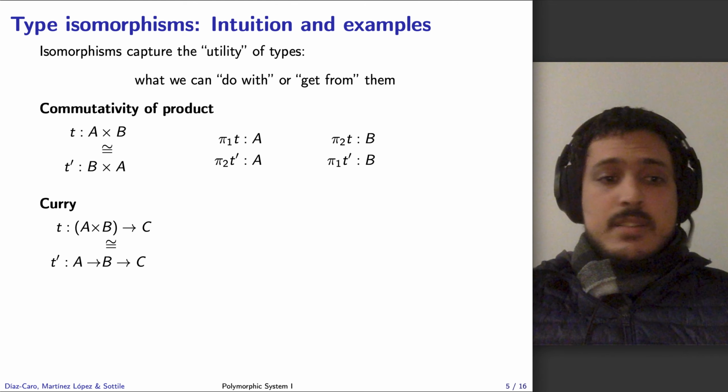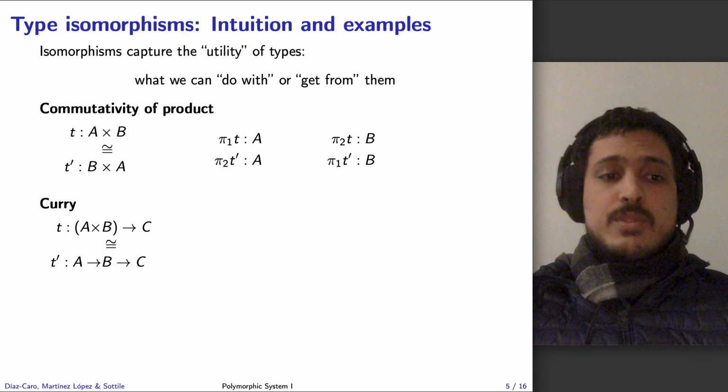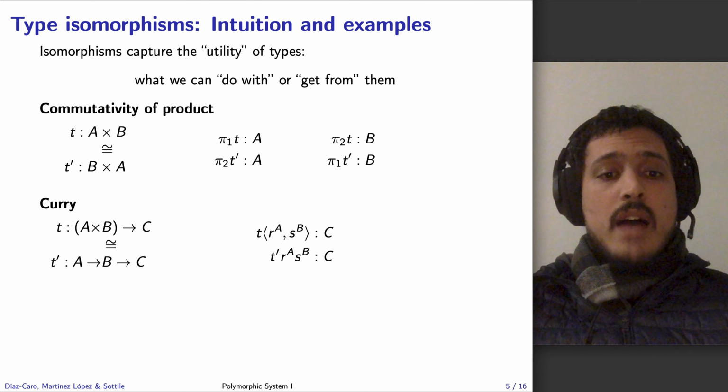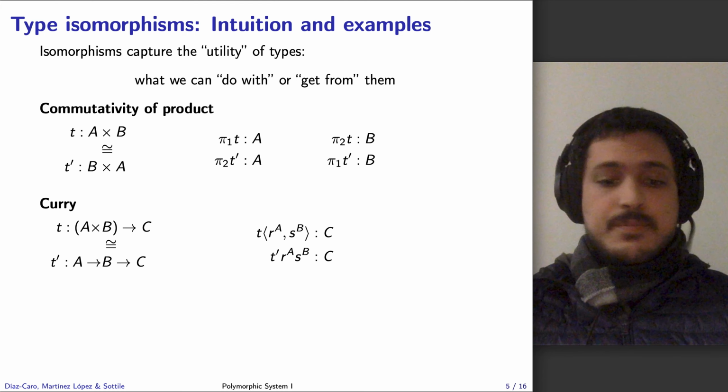And within the currying isomorphism, we have t, which is an uncurried function. We have t prime, which is a curried function. And we know that applying t with a pair gives us a C, and applying t prime with two separate elements gives us a C too.